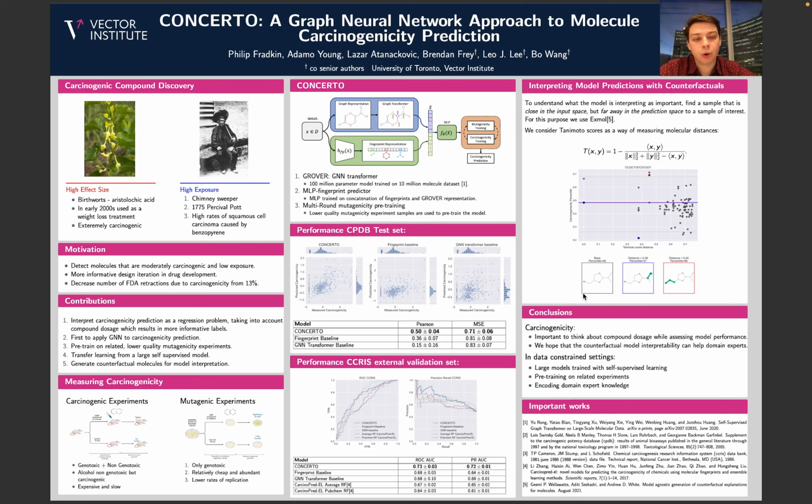So we think that it's important to think about compound dosage while assessing model performance, while assessing carcinogenicity performance, and we hope that this counterfactual method can help people interpret our model predictions. And in data constrained settings more broadly, we think that large models trained with a self-supervised learning objective, pre-training on related experiments, and encoding domain expert knowledge are all helpful. Thank you, and if you're interested, please check out our preprint.